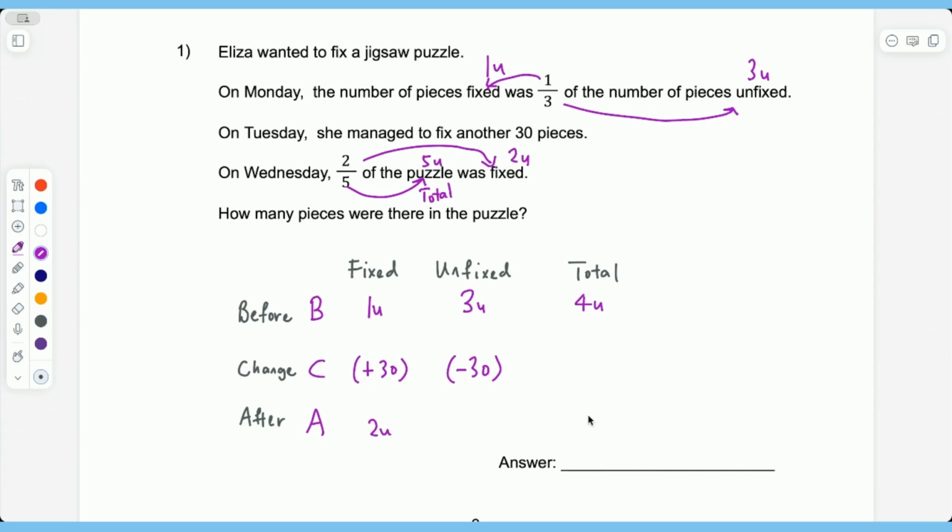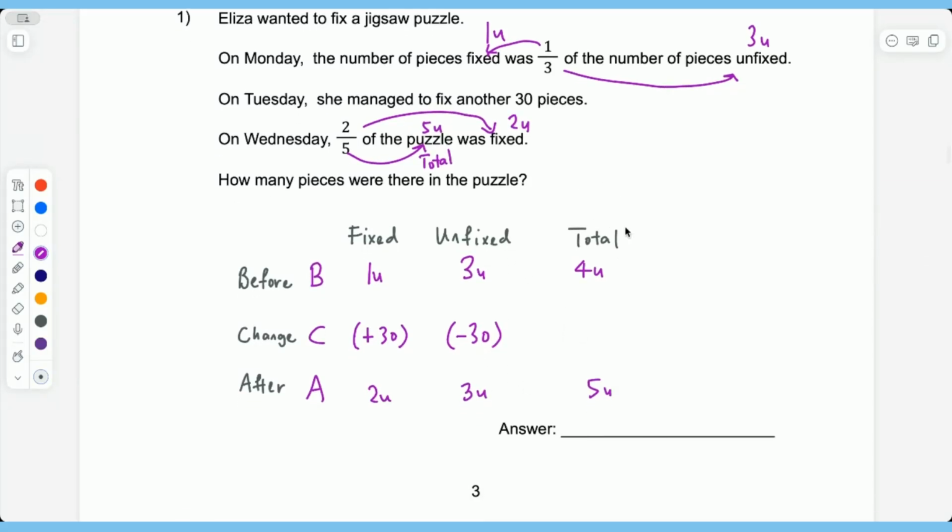That means the total is 5 units. 2 out of 5 of the puzzle was fixed. So 2 units is fixed out of the total 5 units. Hence, the unfixed will be 3 units.